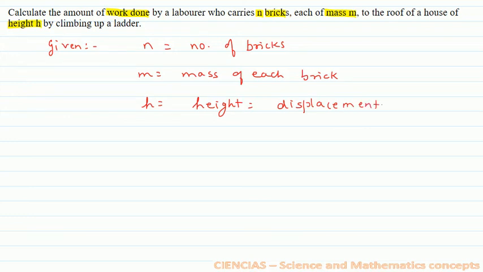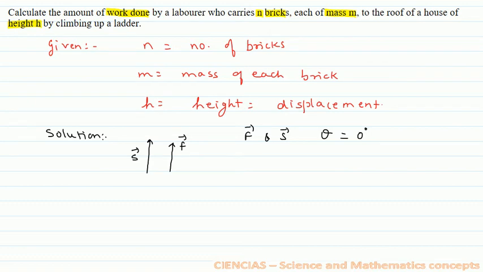So now we see the solution for this question. Solution: when the laborer is moving up the ladder, he is going upward, so his displacement is in the upward direction, and when he is lifting up the bricks, he is applying force also in the upward direction. So the angle between force and displacement, which are in the same direction, is 0 degrees.